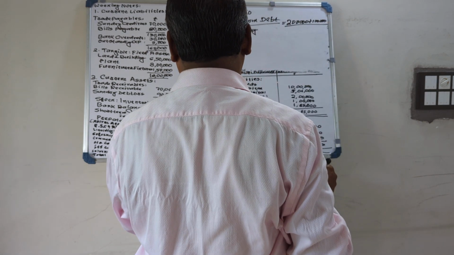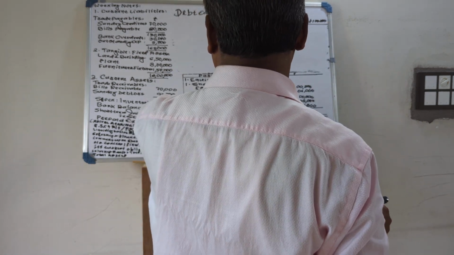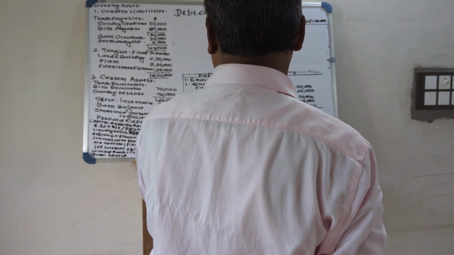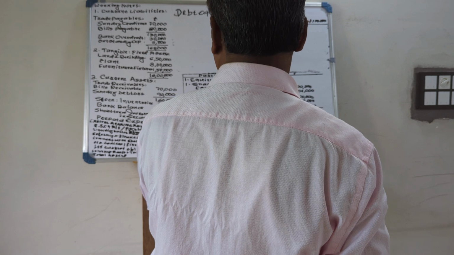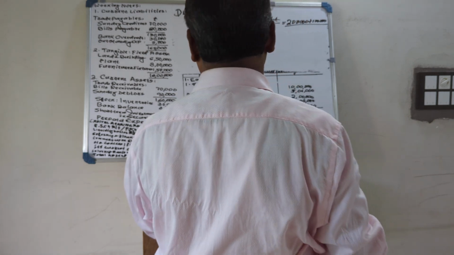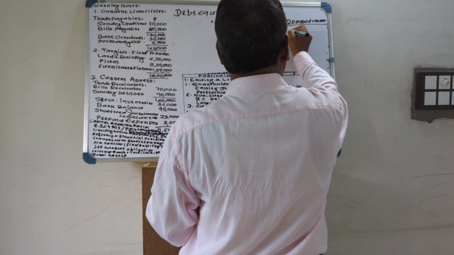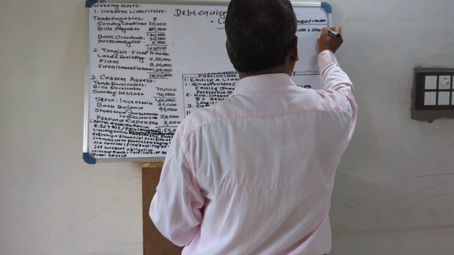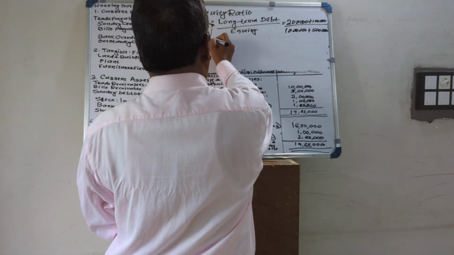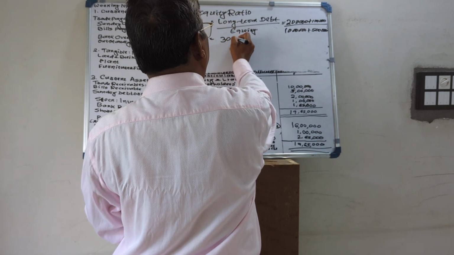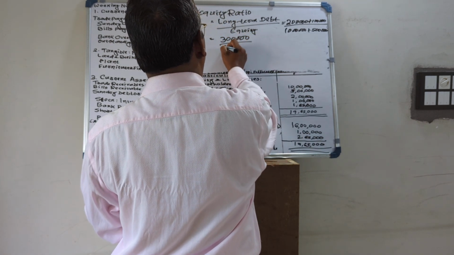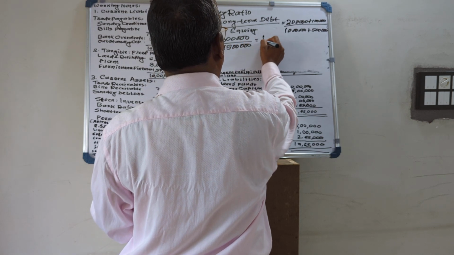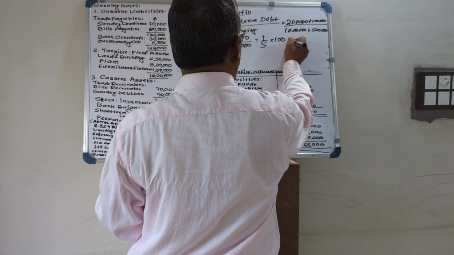Then equity capital. By equity, it includes both equity share capital and preference share capital. 10 lakh plus 5 lakh. Then reserve and surplus is not given, so it is 10 lakh plus 5 lakhs. So long-term debt is 3 lakh divided by 15 lakh. So it is 1/5 into 100, 20%.